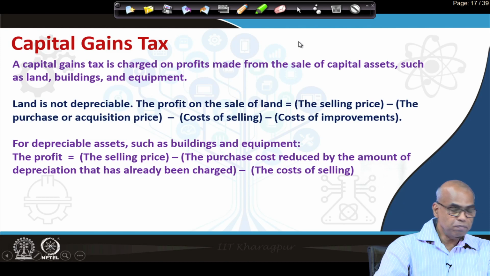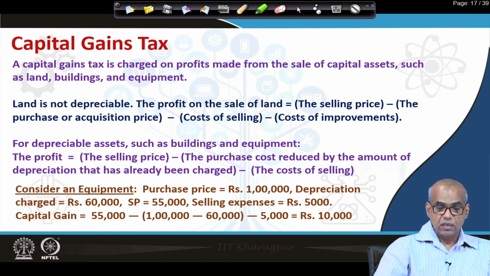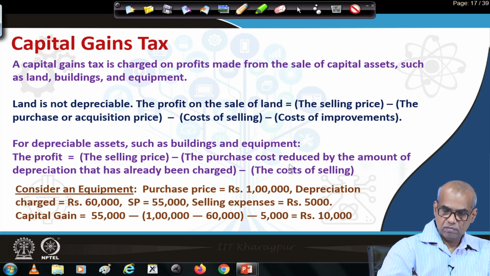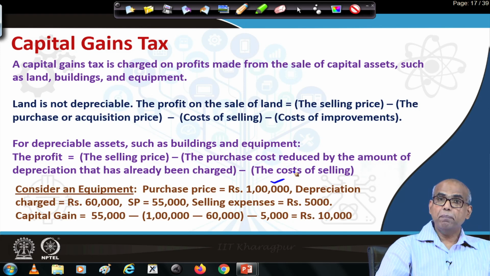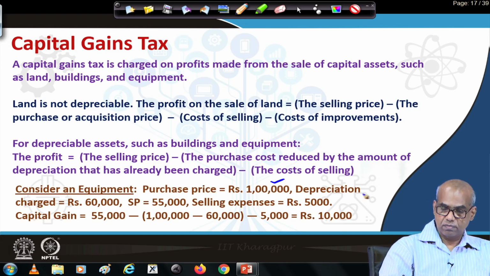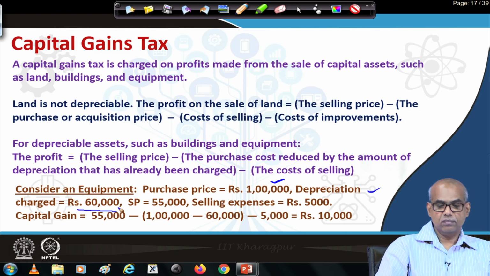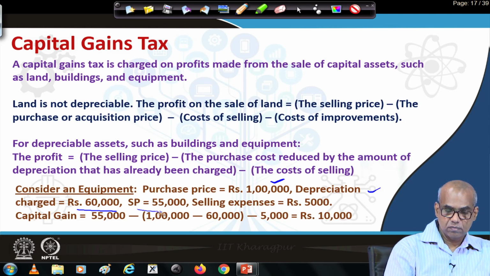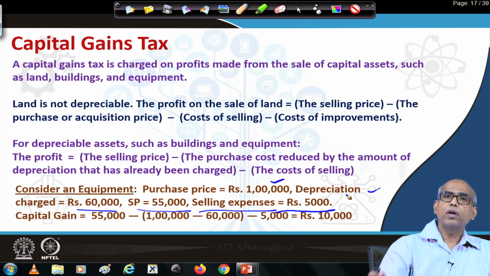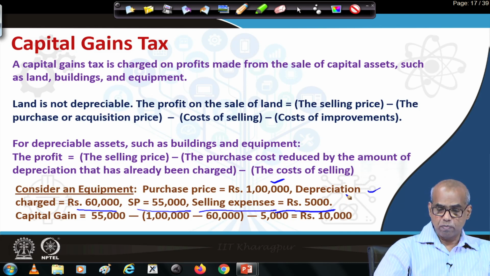So, if you take a simple example, it will be clear. Consider an equipment, it is a depreciable asset. So, purchase price of the equipment was rupees, say, 1 lakh. Now, the depreciation charge so far is rupees 60,000. Now, selling price of the equipment is 55,000 and the selling expenses is rupees 5,000. So, this is the expenditure that you incur when you go and sell the equipment.